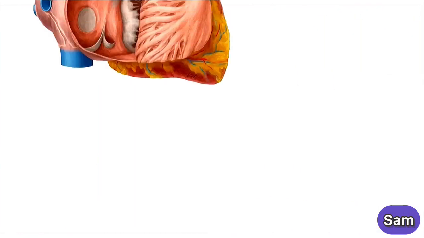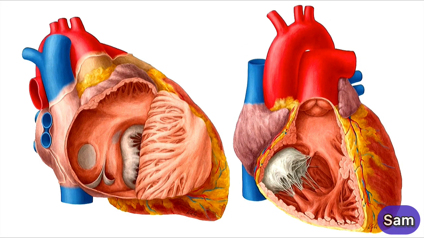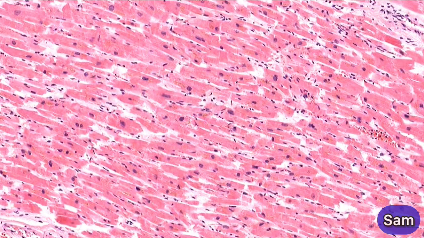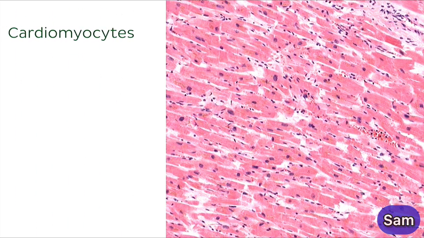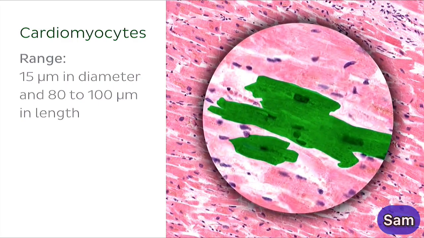These cells are found in the chambers of the heart. The right and left atria and the right and left ventricles are the chambers of the heart, and they contract and relax to allow blood to enter and exit the heart. Here we see a micrograph taken from cardiac tissue, highlighting the cardiomyocytes. These cardiac muscle cells are normally 15 micrometers in diameter and 80 to 100 micrometers in length.